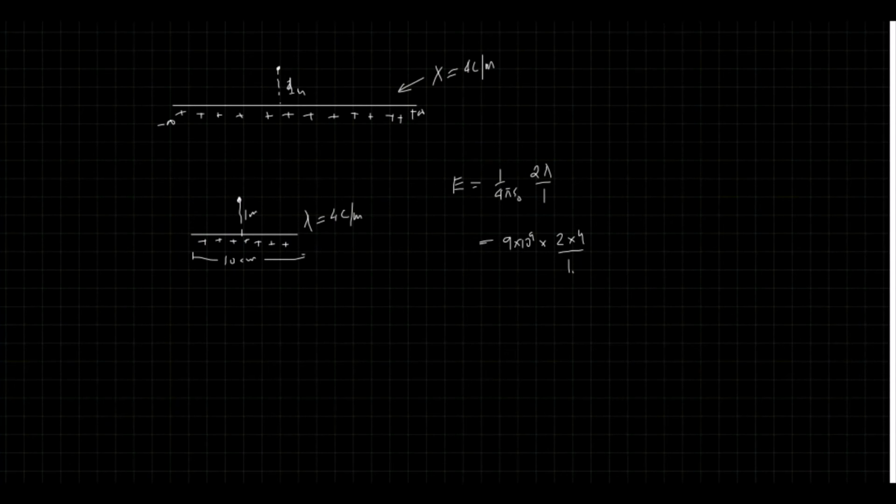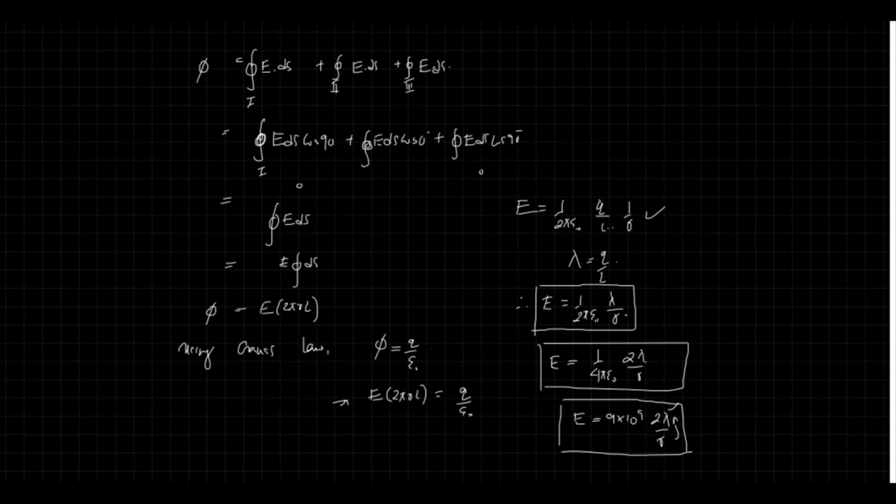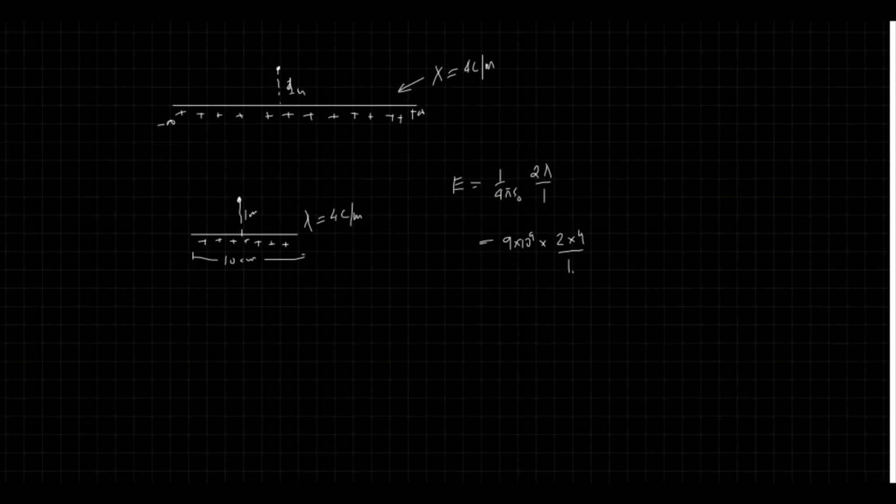And how is the electric field varying? As you can see, the electric field is inversely proportional to R. So E is inversely proportional to R. In case of a point charge, the electric field due to a point charge is inversely proportional to R square. In this case, for a linear charge, the electric field is inversely proportional to only R. So it varies like a simple rational function. It would be like this. Okay, this is how it is varying.